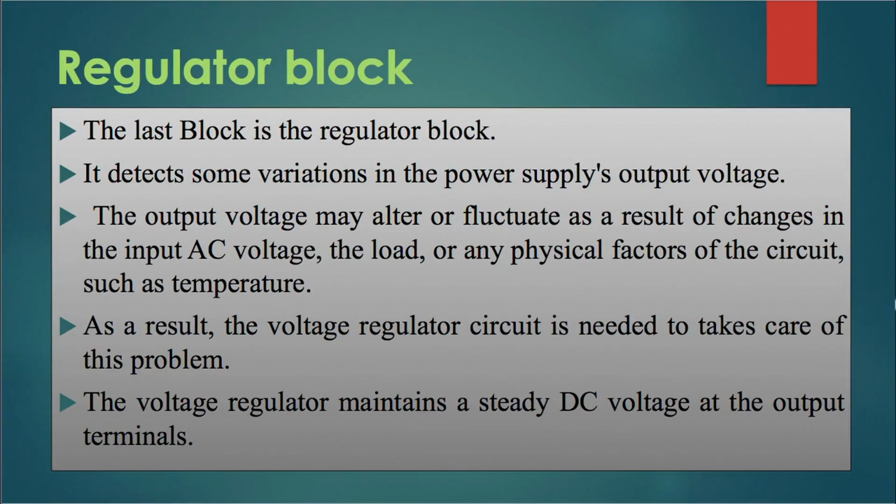Next block is the regulator block, and this is the last block. It detects some variation in the power supply output voltage. The output voltage may alter or fluctuate as a result of change in the input AC voltage, the load, or any physical factor of the circuit such as temperature. As a result, the voltage regulator circuit is needed to take care of all these problems. Voltage regulator maintains a steady DC voltage at the output terminals.